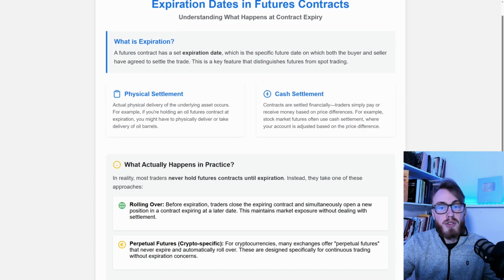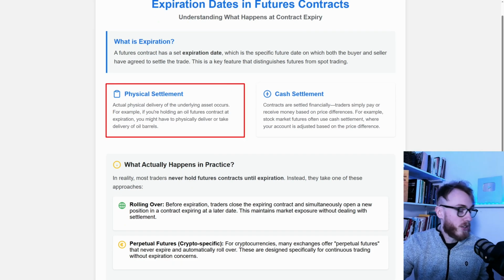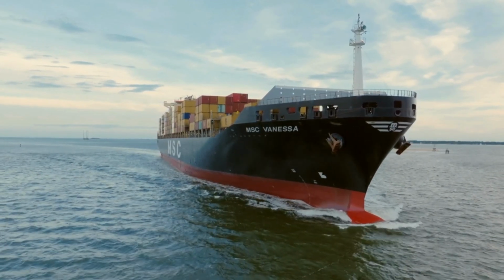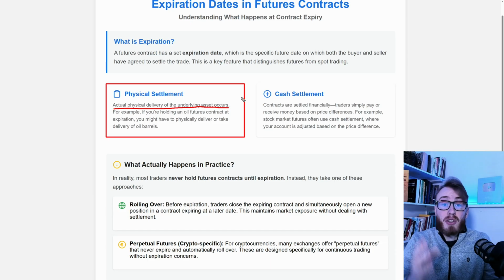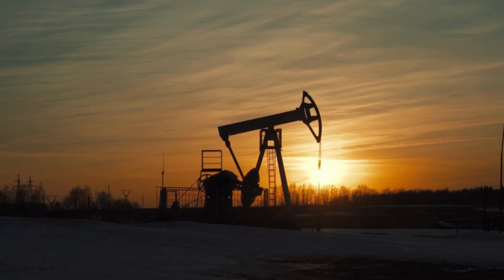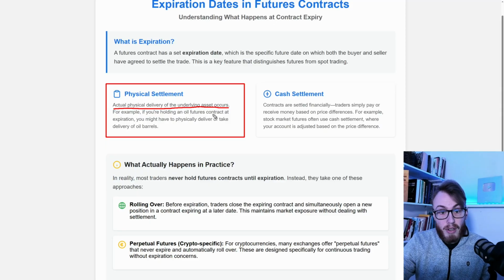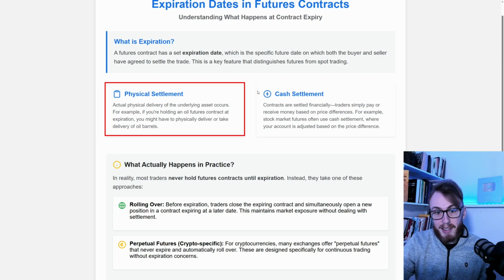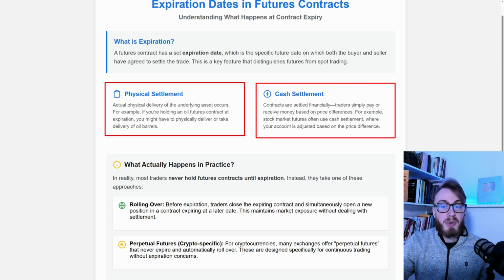And here we have 2 different types of settlement. First of all, we have the physical settlement, and this is when you will get actual physical delivery of the underlying asset. So if it's gold, you will actually get gold. If it's oil, you will actually get oil. As you can see here, if you're holding an oil futures contract at its expiration, you might have to physically deliver or take delivery of oil. But as I said, if you are a trader, this will never in practice be true for you, because you will only do cash settlement.